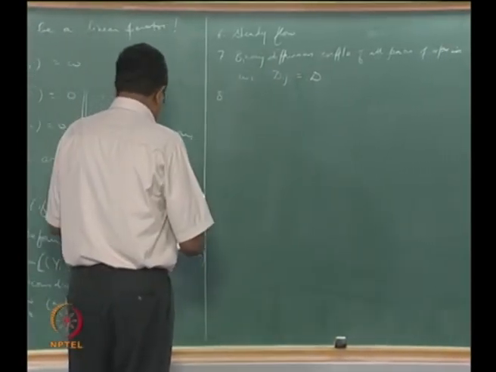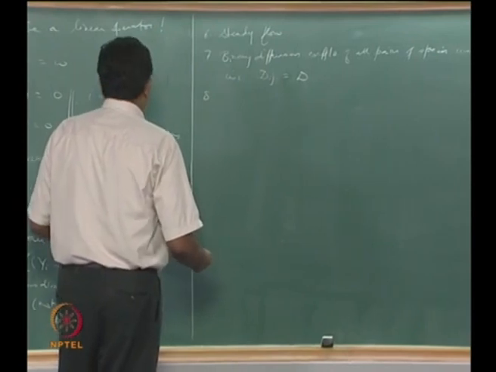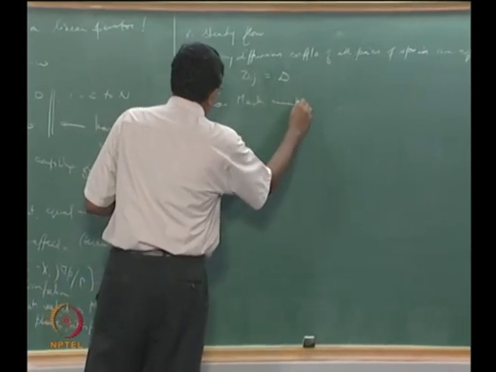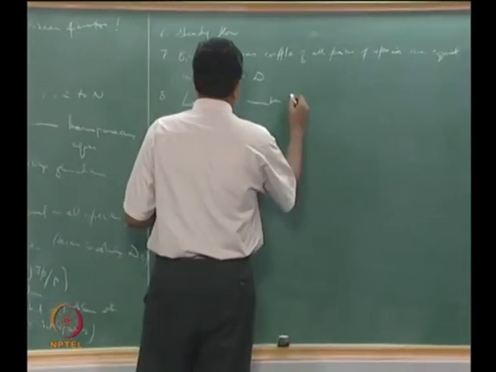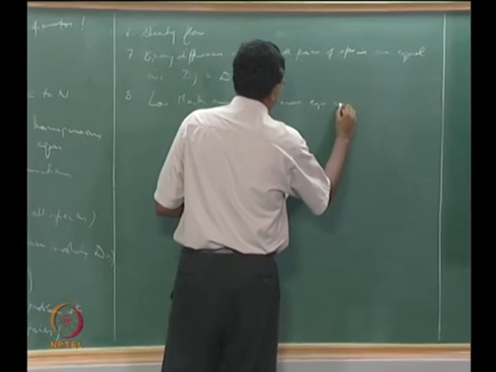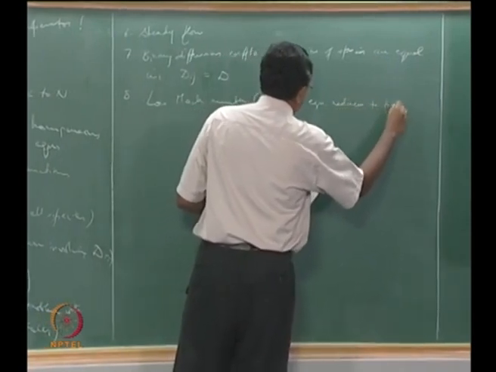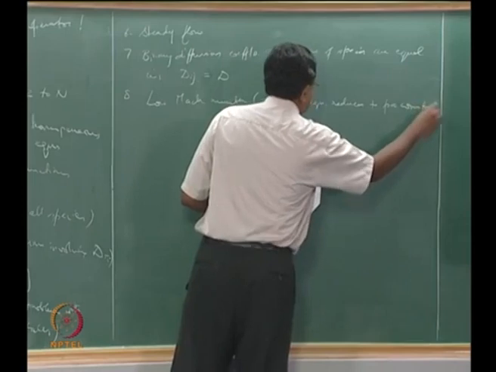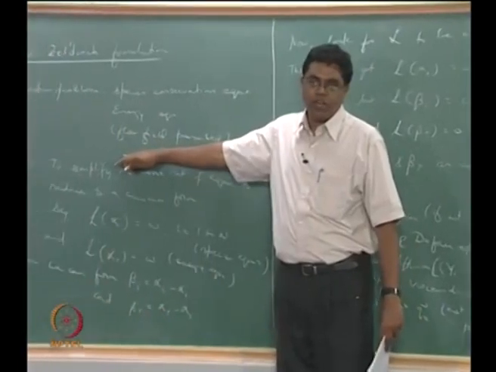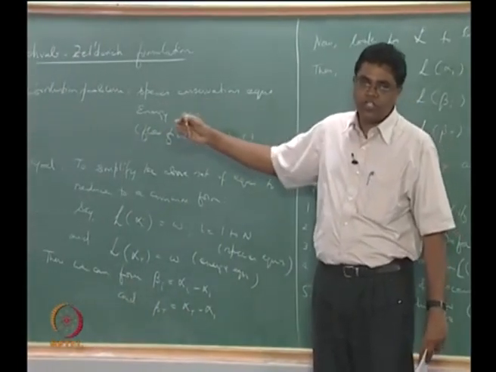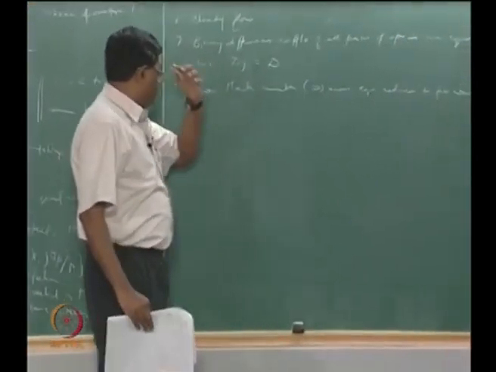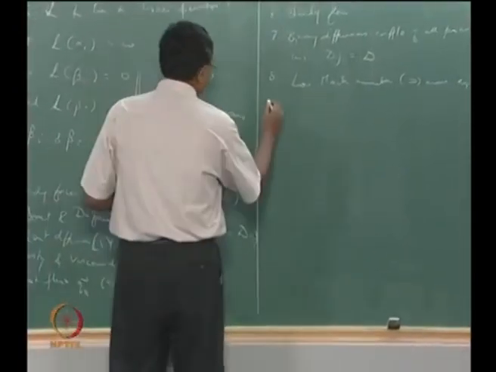8, low speed or low Mach number, this implies that momentum equation reduces to P is equal to constant to first order, which means we could now say let me get a flow field that is prescribed, I do not have to worry about solving for the flow field in addition to the combustion problem. So I am looking only at the combustion problem, so that is something that came from the previous class.